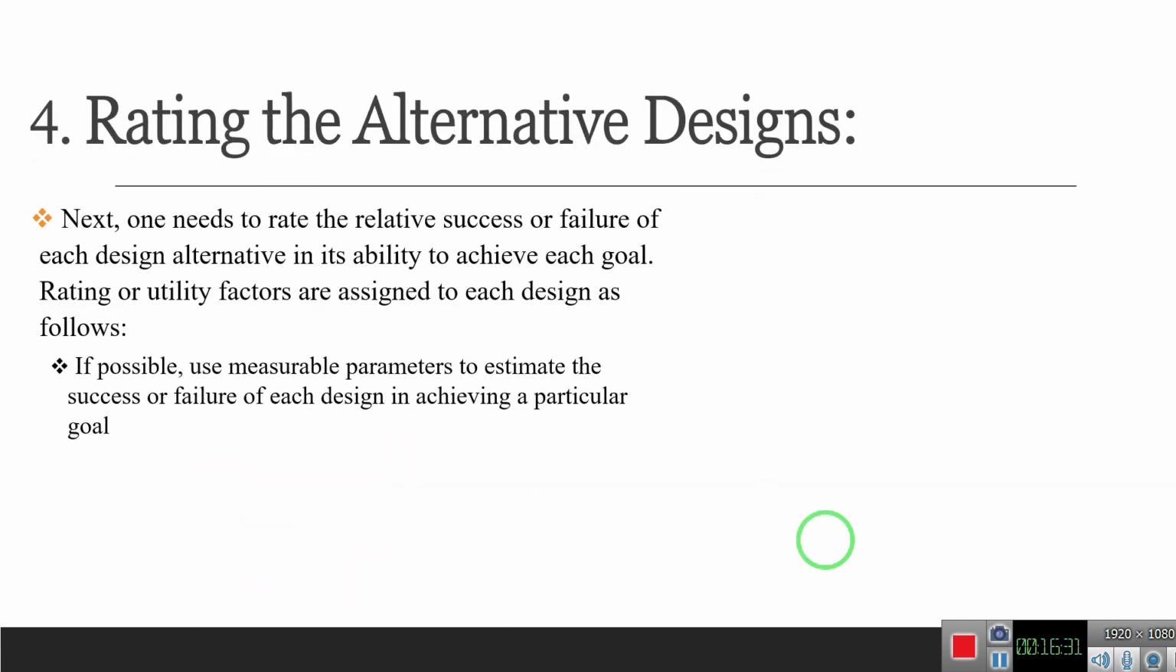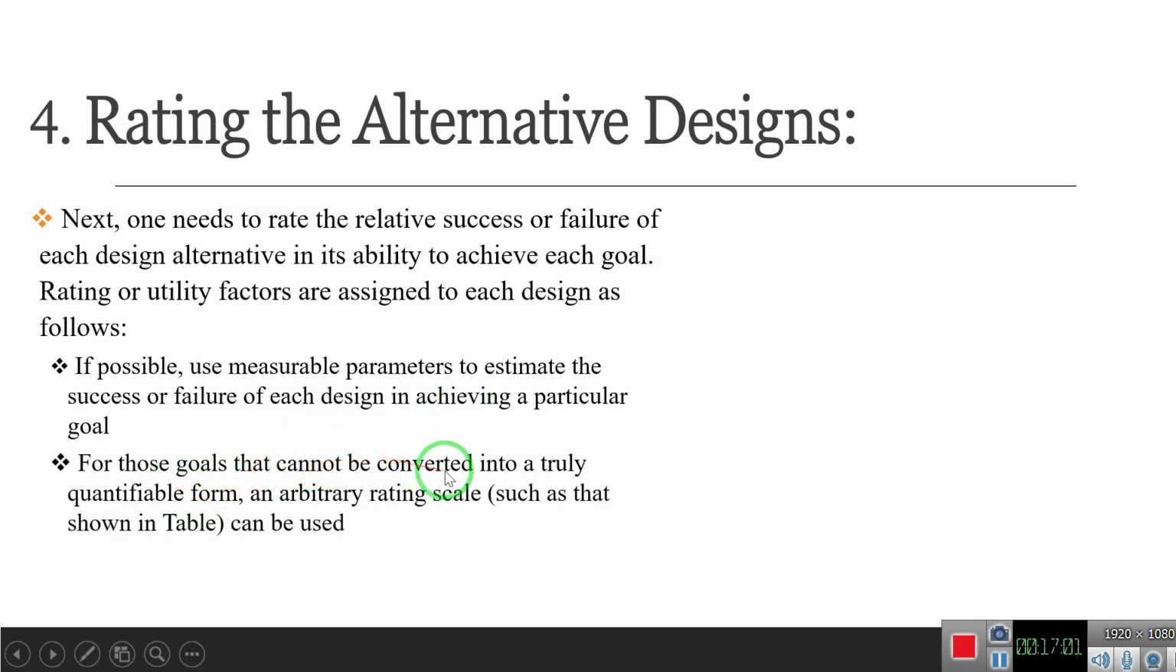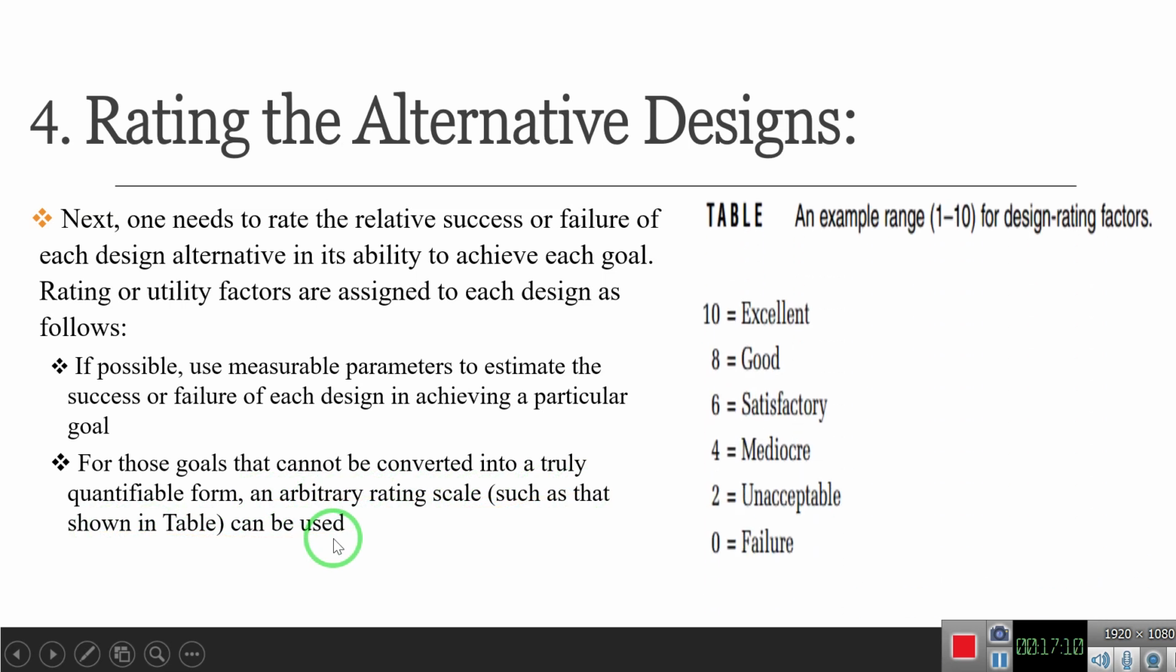Rating the alternative designs. Next, one needs to rate the relative success or failure of each design alternative in its ability to achieve each goal. Rating or utility factors are assigned to each design as follows. If possible, use the measurable parameters to estimate the success or failure of each design in achieving a particular goal. For those goals that cannot be converted into a truly quantifiable form, an arbitrary rating scale such as that shown in the table can be used, for example.